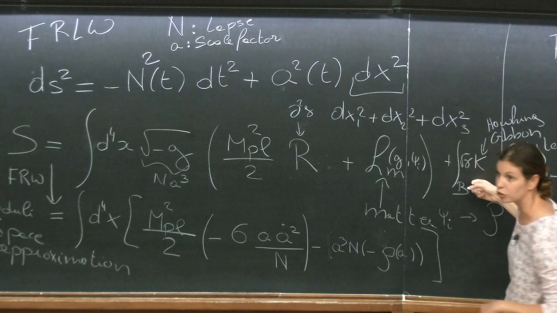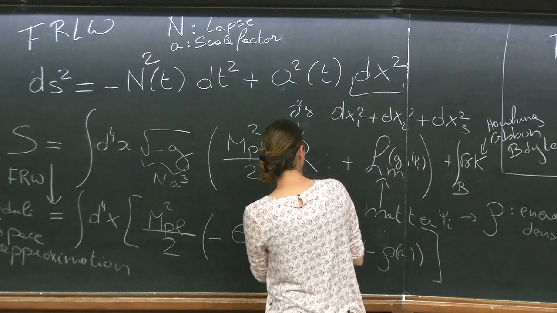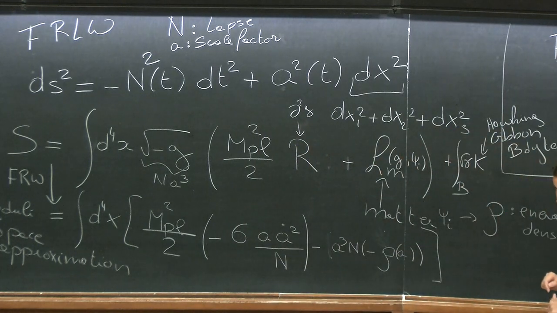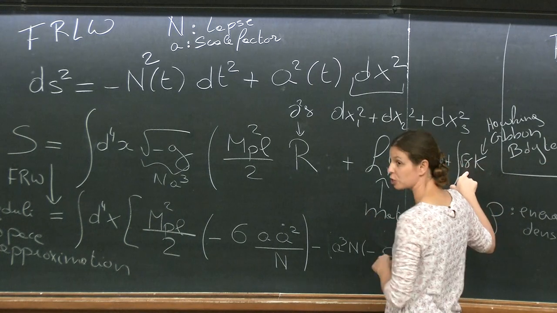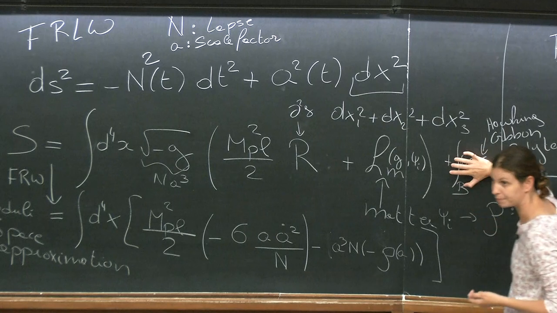This is the action for GR. And so when you integrate by parts, the boundary terms precisely cancel those ones so that we don't need to worry about the boundary terms. This is what it should be with these boundary terms. The action for GR is not this thing without the boundary terms.